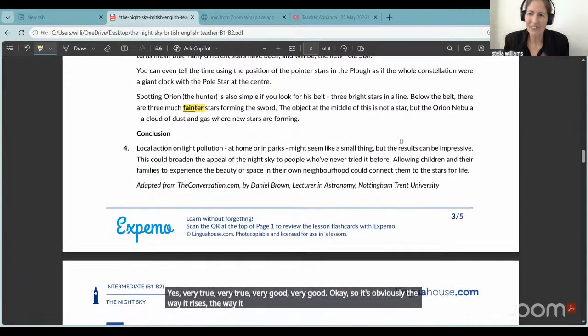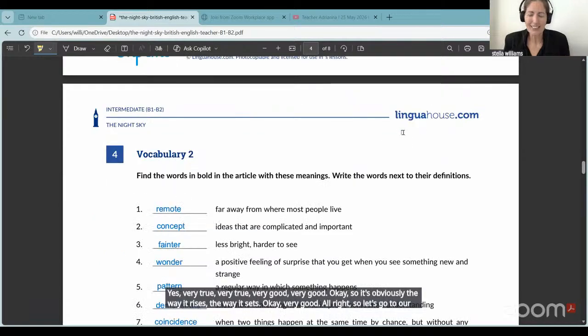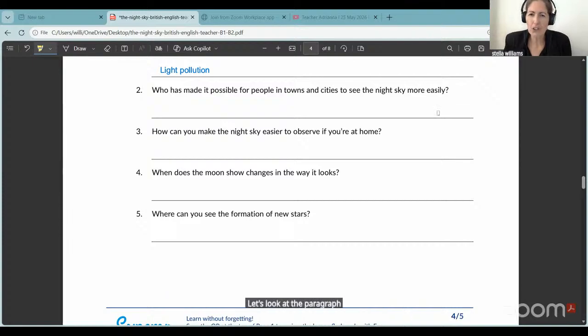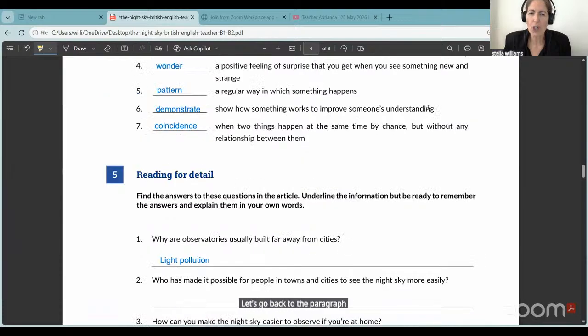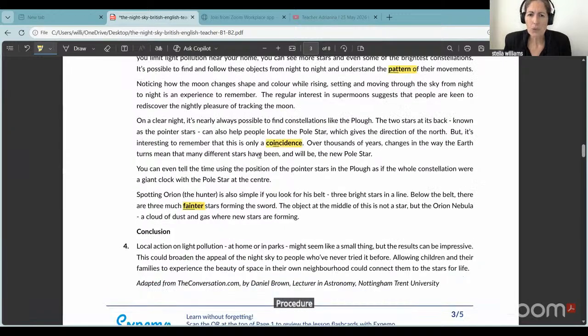Okay, very good. All right, so let's go to our last question. Number 5, where can you see the formation of new stars? Let's look at the paragraph. If we look at the formation of new stars, let's go back to the paragraph. If we see here, we talk about the nebula.